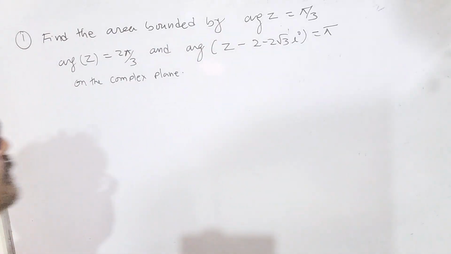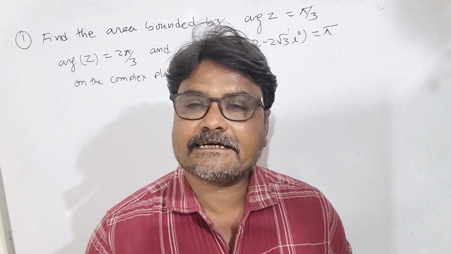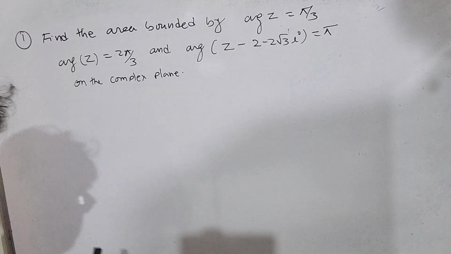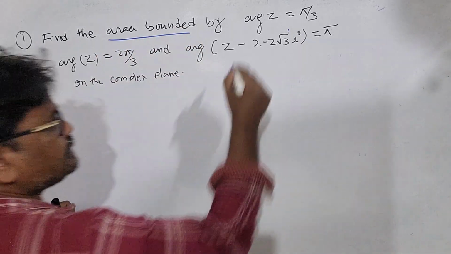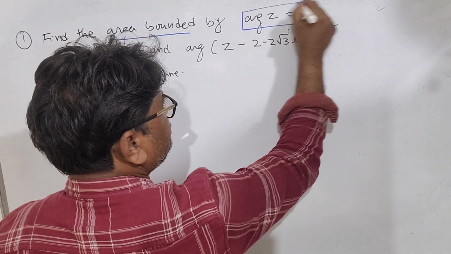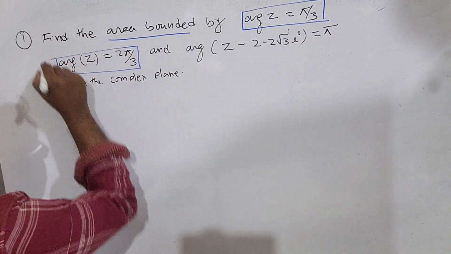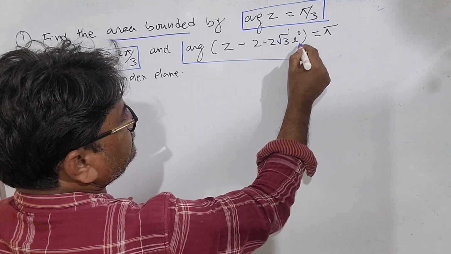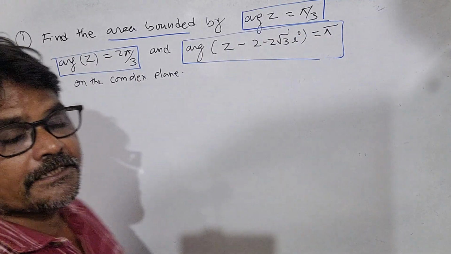Now here comes the question. Now you will get multiple loci in a single question. For example, find the area bounded by argument of z equal to pi by 3, argument of z equal to 2 pi by 3, and argument of z minus 2 root 3 iota is equal to pi. So how many loci are given?